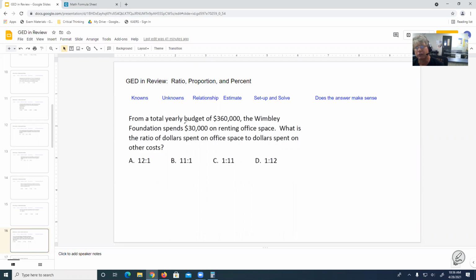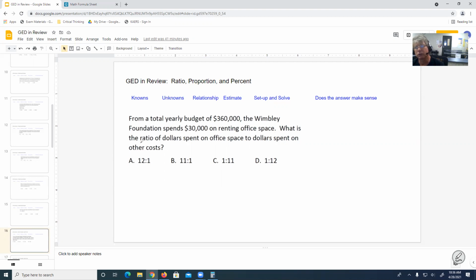So I've got this yearly budget of $360,000. A budget is how much you get to spend for the whole year. And this foundation can spend $30,000. In other words, a part of it goes on renting office space. And then, what is the ratio?